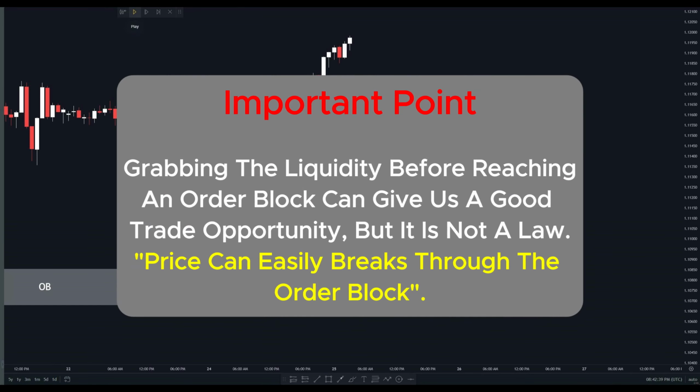And here's an important point. Grabbing the liquidity before reaching an order block can give us a good trade opportunity. But it is not necessary that the price will tap the order block and start moving upward. Price can easily break through the order block, and it can change its direction. That's why we always combine some other factors, like looking for a trend reversal in a lower time frame. And after full confirmation, we execute the trades with low risk.